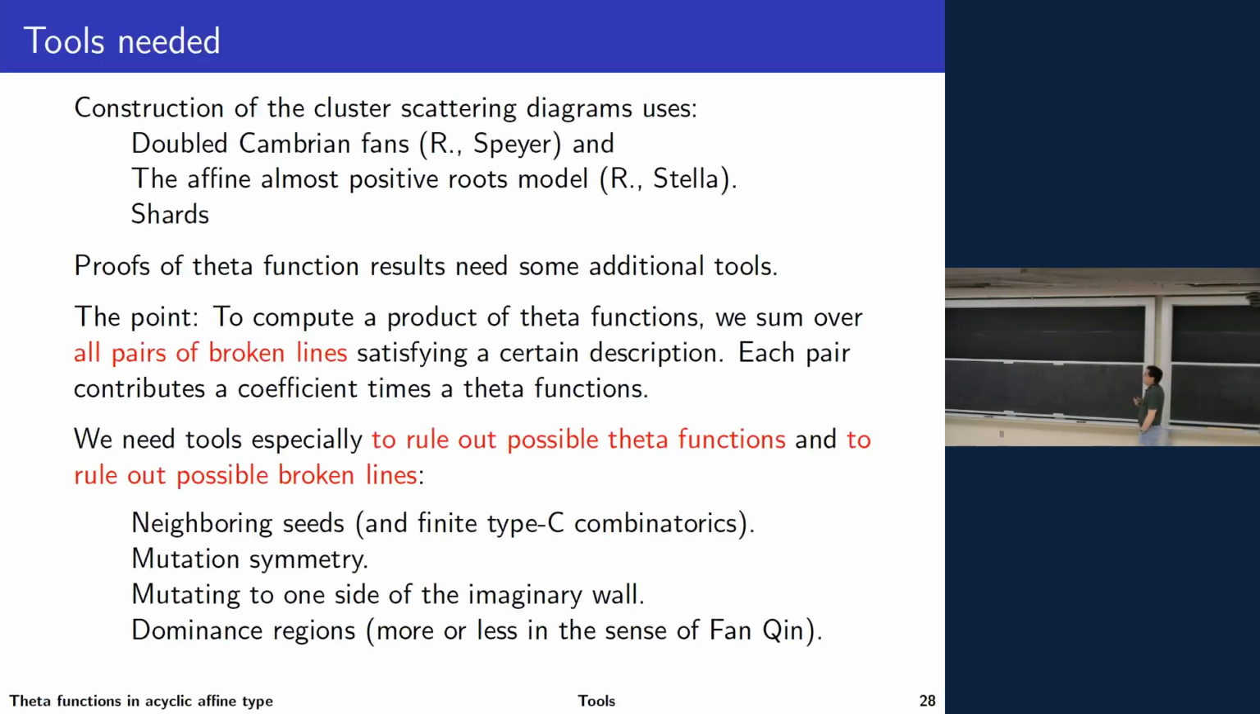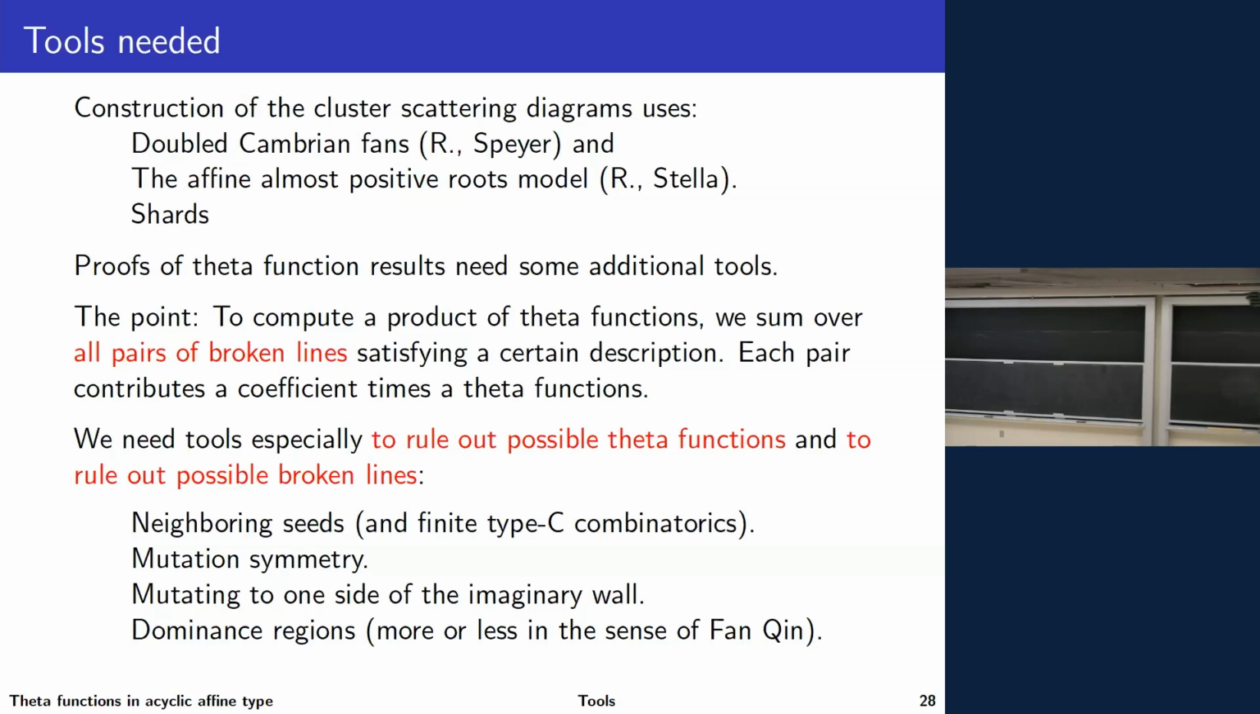Okay, so I've got very little time left. Let me just say a few words about tools. The construction of cluster scattering diagrams in affine type uses double Cambrian fans. So there was this Cambrian fan idea in finite type. You need two of them, two opposite ones, to get the whole G vector fan in affine type. There's an almost positive roots model in finite type that Sergey and Andrei came up with. There's a model that works in affine type also. And you need shards because your walls are going to be shards. And I don't have time to say what shards are. I'm trying to think if Grant said that word. Can't remember.